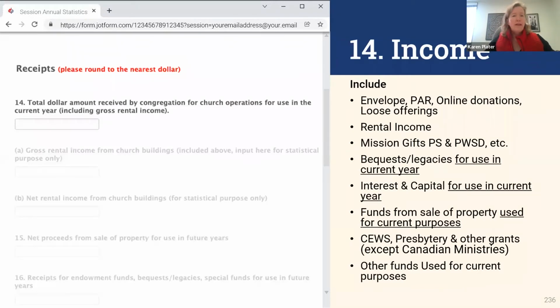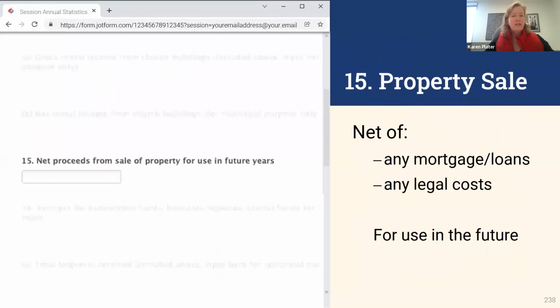Okay, I will keep going because I think once we look at the other lines, this will be clear. Line 15 is the net proceeds from the sale of property for use in future years. This is where we've added "for use in future years" just to make it really clear when you're putting it in. Again, that example: if you sold a manse for $1 million, $100,000 was used for your expenses this year, and $900,000 went into the bank for future years or to support the accommodation allowance, you're going to put it in line 15.